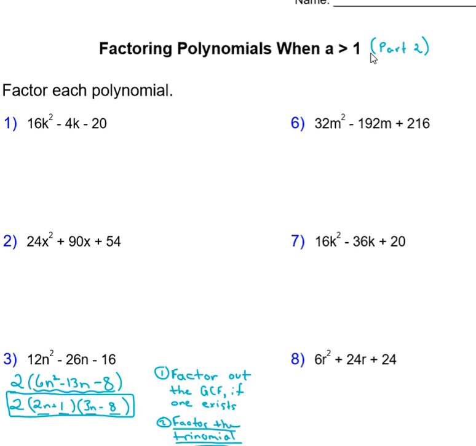So in this part 2 of factoring polynomials, when a is greater than 1, so again, a is that leading coefficient. Here's a, there's b, and there's c. So a is 16, b is negative 4, and c is negative 20. So all of these are in the form ax squared plus bx plus c.